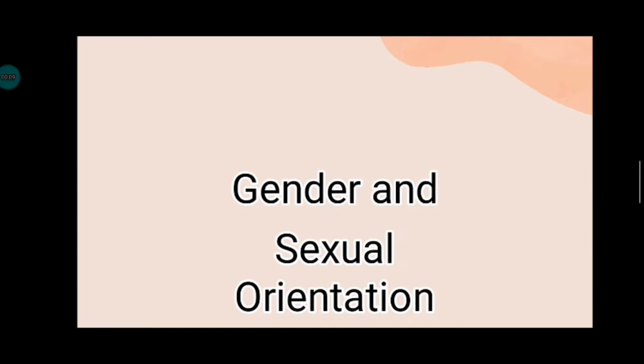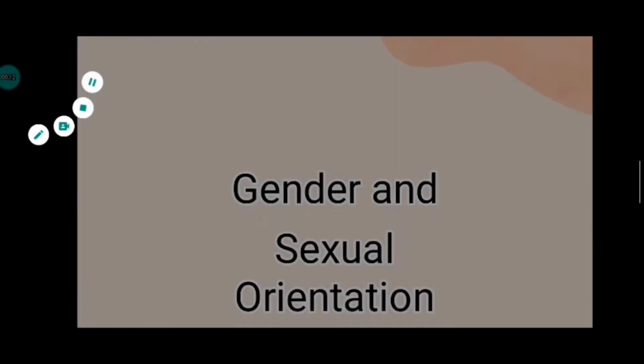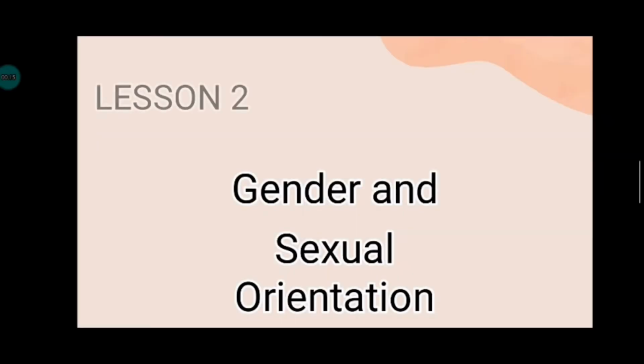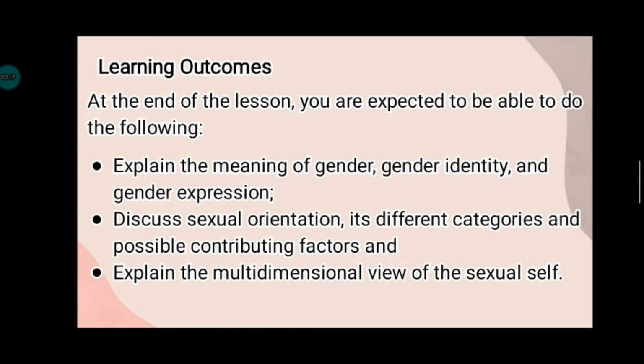To discuss gender and sexual orientation. So before I proceed, I will tell first the learning outcomes of this topic. At the end of the lesson, you are expected to be able to do the following. Explain the meaning of gender, gender identity, and gender expression. Discuss sexual orientation, its different categories and possible contributing factors, and explain the multi-dimensional view of the sexual self.